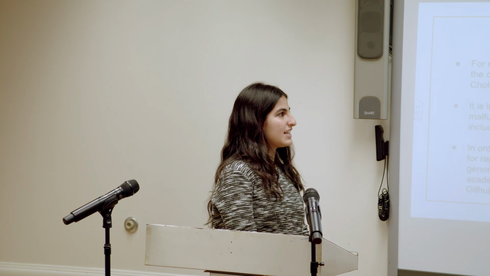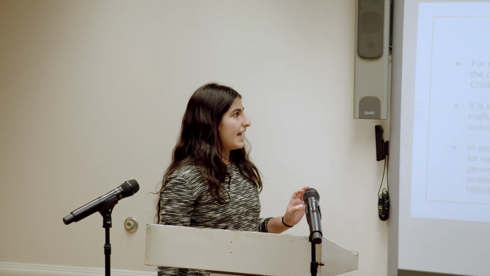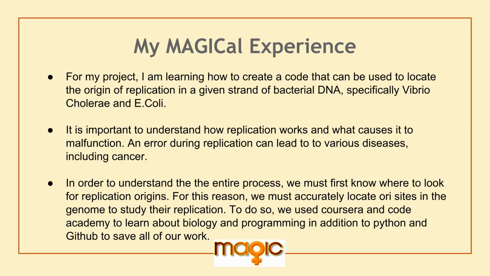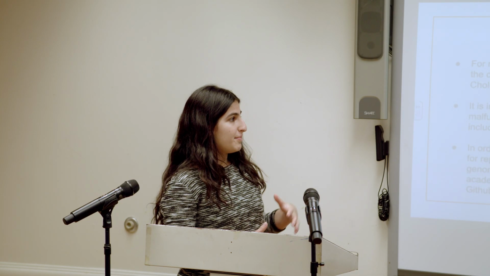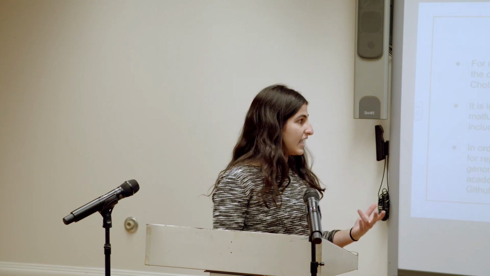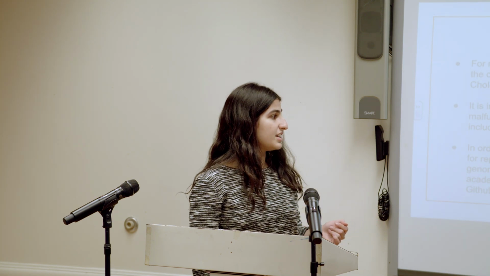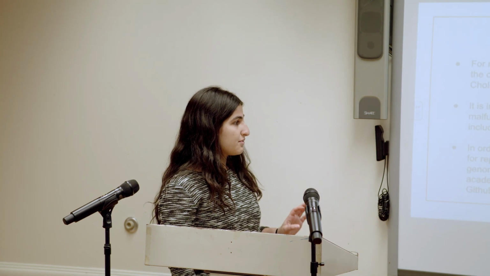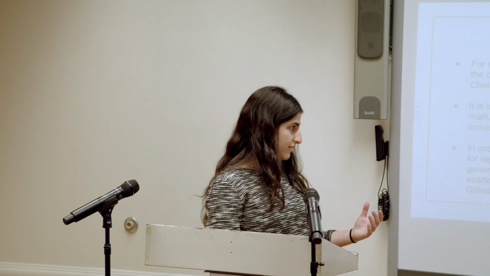So for my project, we created a code that locates the origin of replication in a strand of bacterial DNA, specifically Vibrio cholerae and E. coli. So it's important to understand how replication works and what causes it to malfunction, because an error can lead to various diseases such as cancer, and we can prevent this if we know how replication works. In order to understand the entire process, we must first know where to look for the origins of replication.